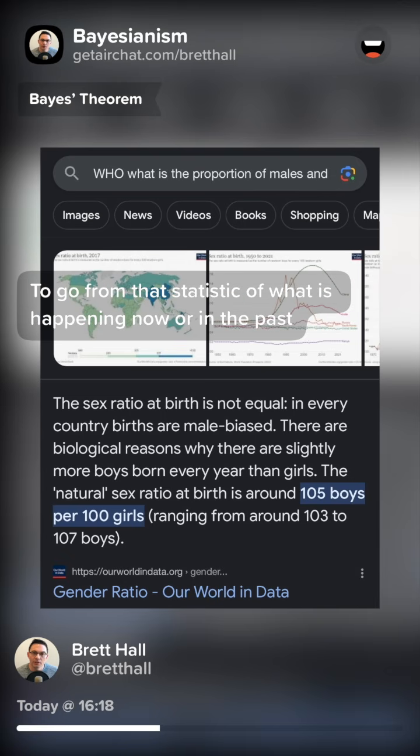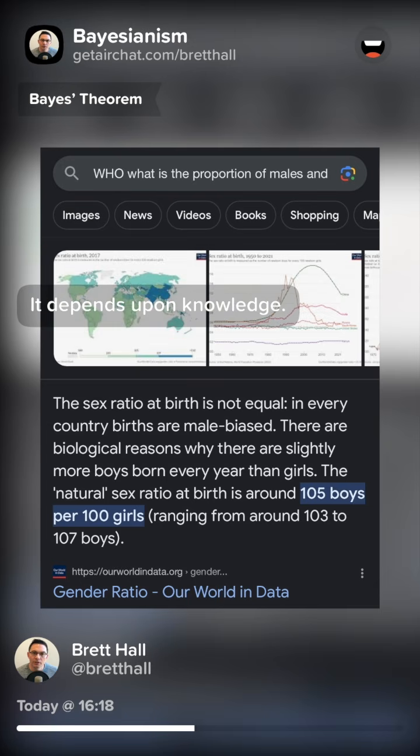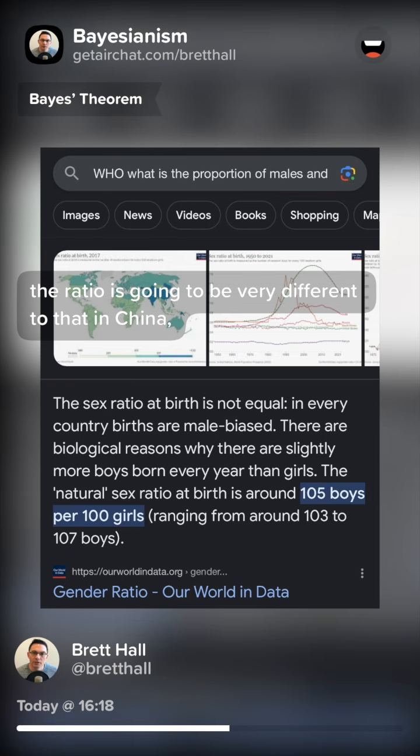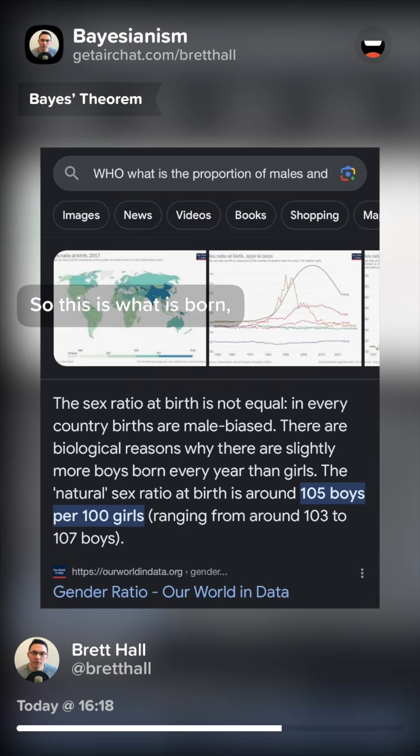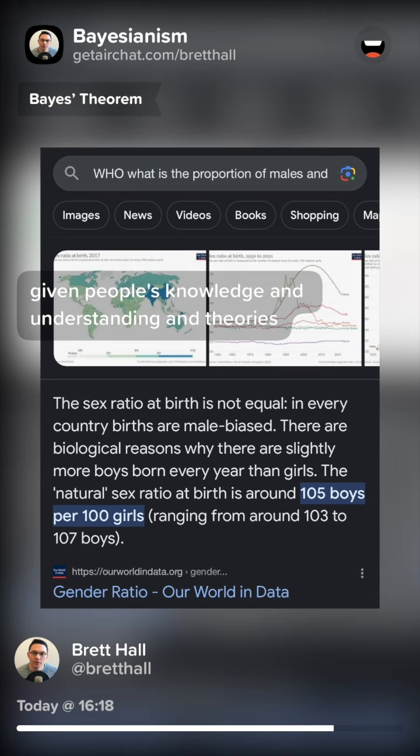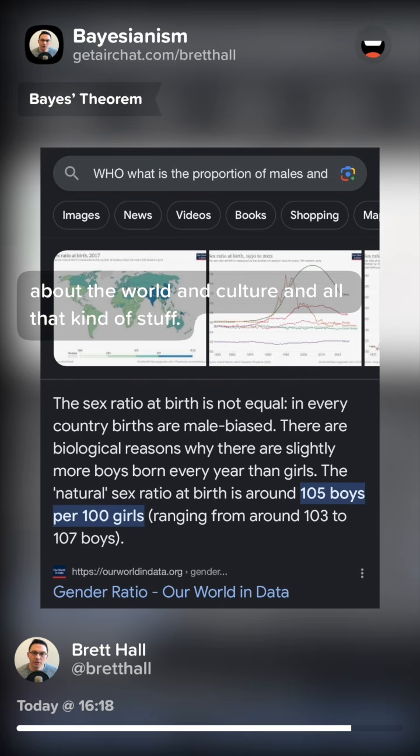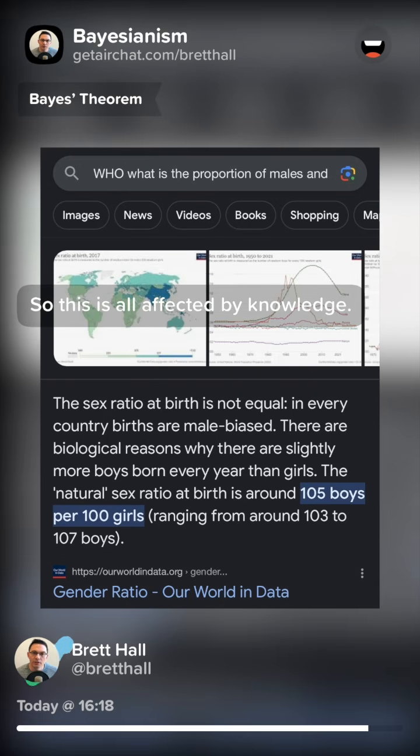To go from that statistic of what is happening now or in the past to what will happen in the future is also a logical leap. It depends upon knowledge. Like, to think of an awful example, the ratio is going to be very different to that in China, where people will have abortions early on. So this is what is born, but people there want to have, and in certain other cultures, they want to have boys. And so it can radically change given people's knowledge and understanding and theories about the world and culture and all that kind of stuff. So this is all affected by knowledge.